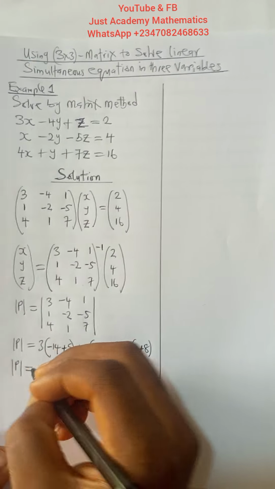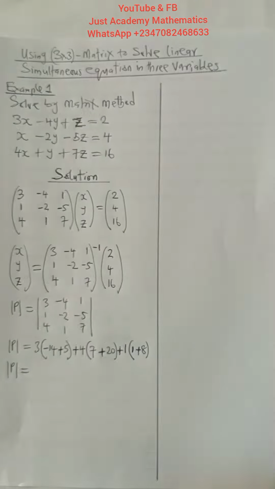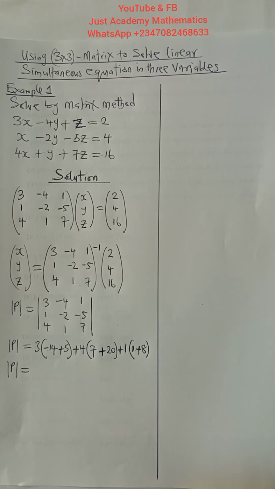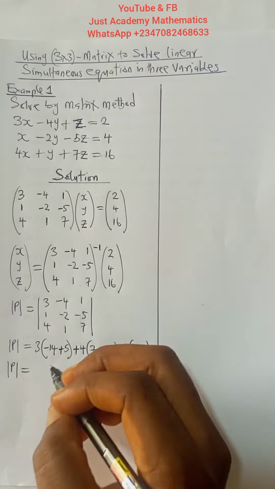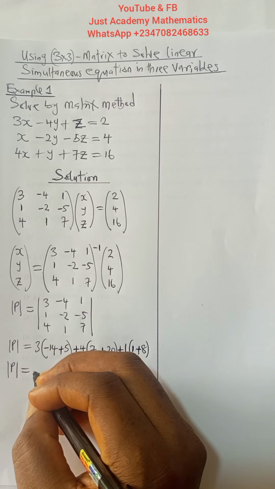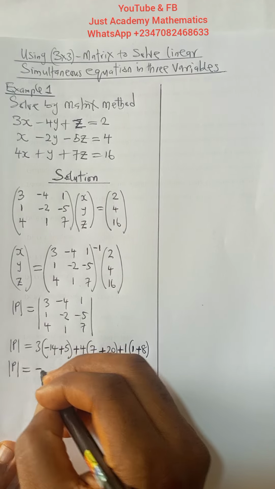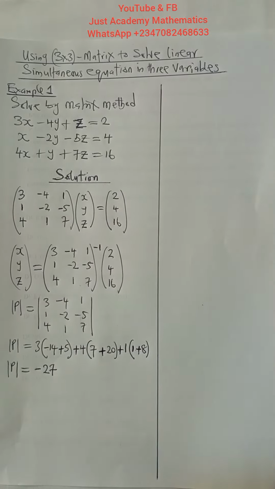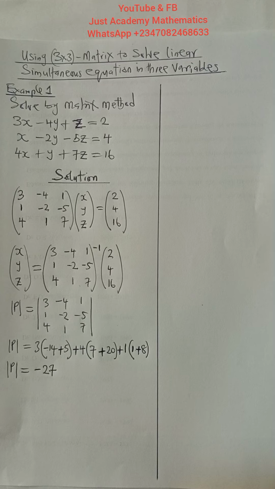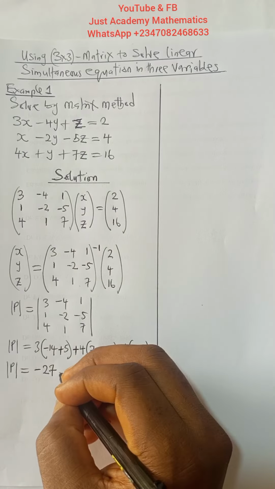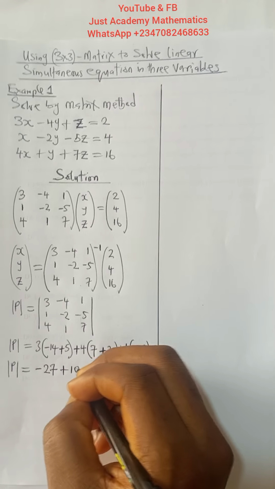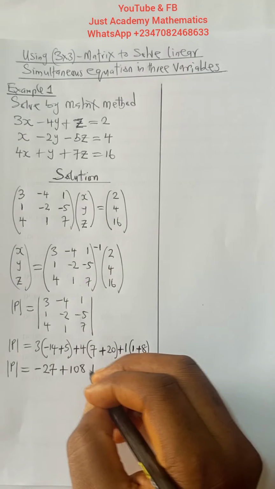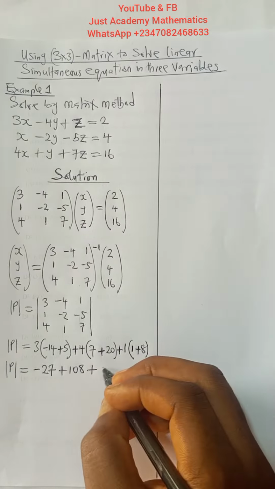So P determinant will be what? This and this. 14 minus 5 will give us what? So of course we have minus 14 plus 5, that will give us minus 9. Minus 9 times 3 will give us negative 27. So this is what? We have 27 there. 20 plus 7 is 27. And 27 times 4 will give us positive 108. Then we have plus 9 here, of course.